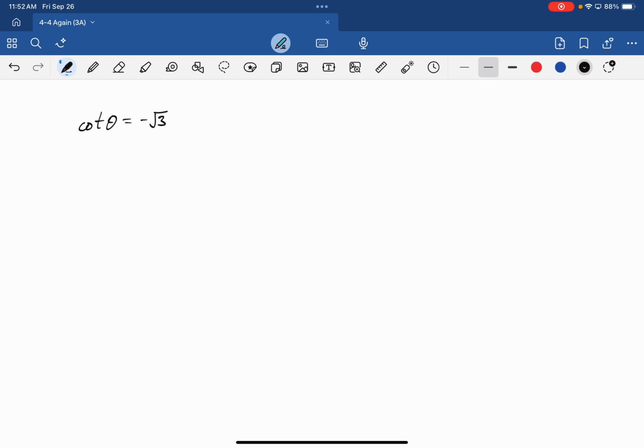Okay, who has the answer? A good first step would probably be to change to tangent. Right? Makes it a little easier since we've been looking at tangents mostly. Can I guess? Okay, 5 pi over 6 and 11 pi over 6. Very good.